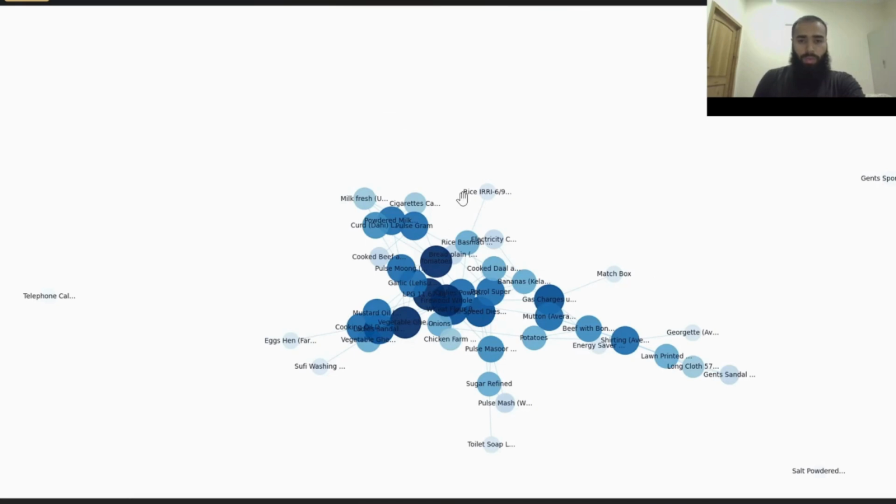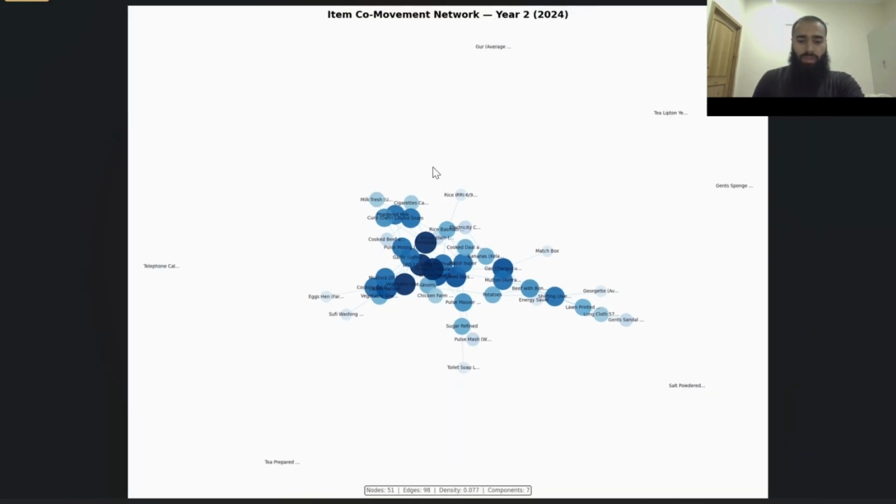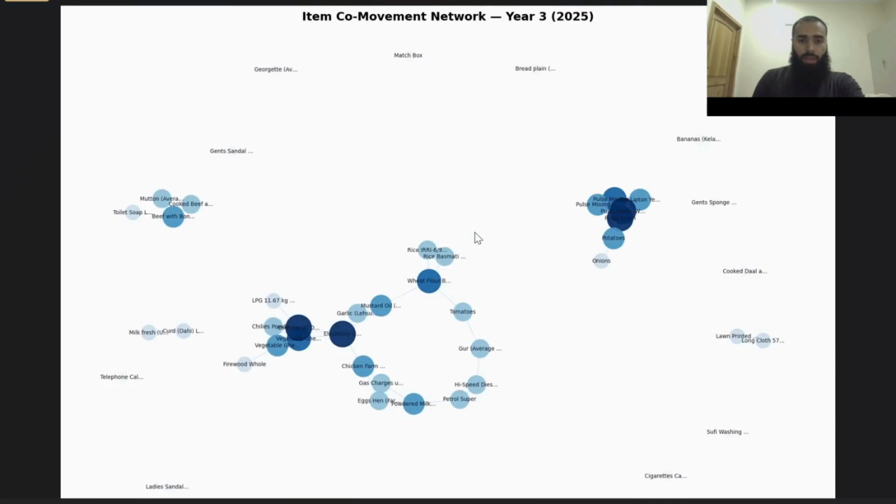Year 2, this is 2024, and the network has thinned to 98 edges. The largest clusters fragment, and this reflects stabilization. Some items began decoupling from others as specific supply chains recovered.